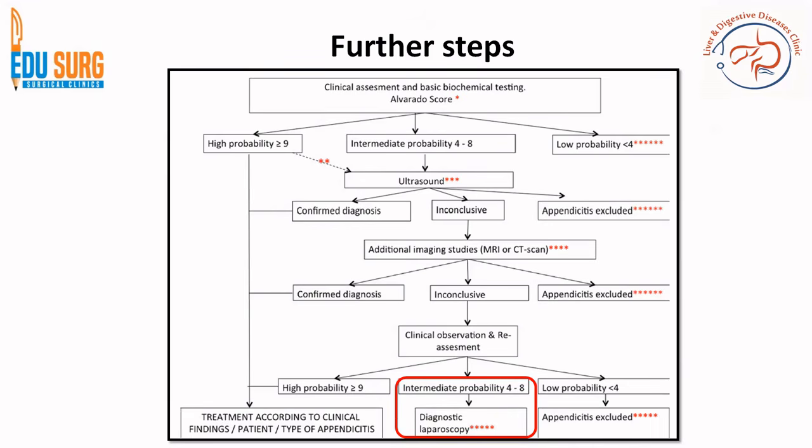Intermediate probability is the only area where you will still need further investigation, and the only investigation that can confirm findings after all this stepwise workup is a diagnostic laparoscopy. So that is something that can be done as the last means of achieving a diagnosis before surgery.